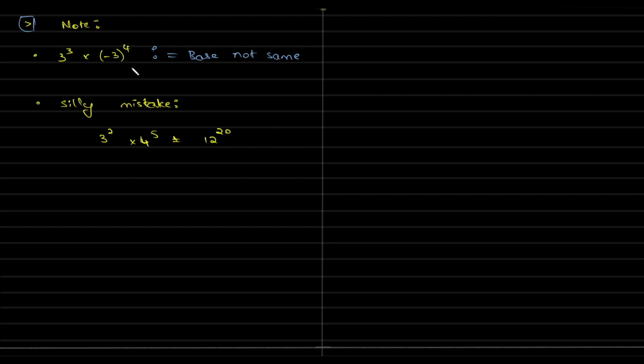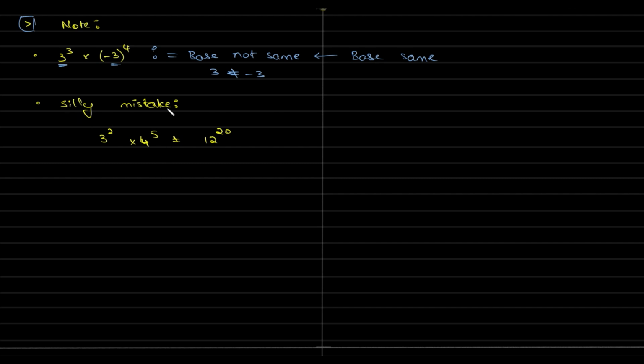So what should you do? Well, in such cases you need to make the base same. So how do you make the base same? That is something which we'll learn in some time. Okay, so for now please understand that 3 is not same as -3. So because of that we can't use whatever we just learned now. Of course there is a way to use the formula, but before that we need to do few things, right?